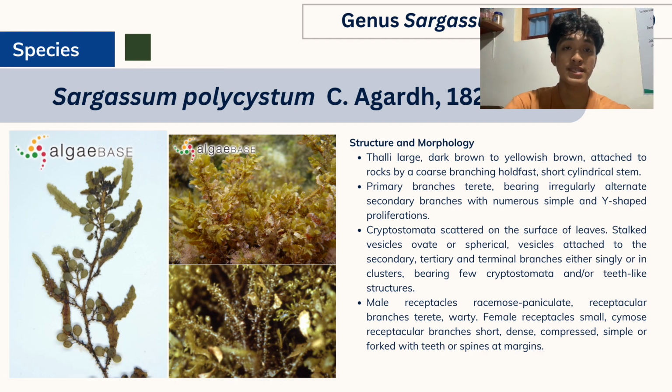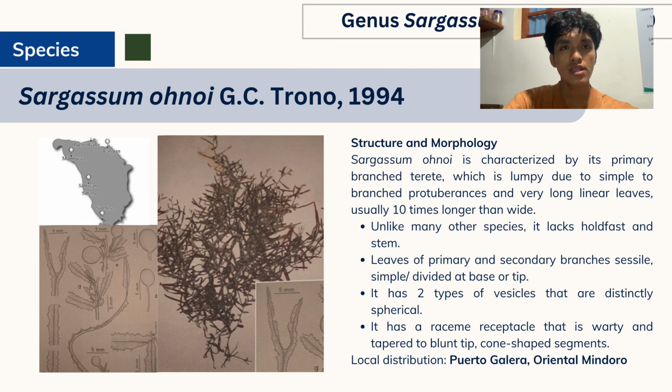The next species will be Sargassum onoi by Trono 1994. The structure and morphology of this species is that it is characterized by its primarily branched terete, which is lumpy due to simple branched protuberances, and very long linear blades, usually 10 times longer. Unlike many other species, it is characterized by leaves, primary and secondary branches, sessile, simple, divided at base or tip. It has two types of vesicles that are distinctively spherical. It has a raceme receptacle that is warty and tapered to blunt tip, cone-shaped segments, and the local distribution of this species is in Puerto Galera, Oriental Mindoro.